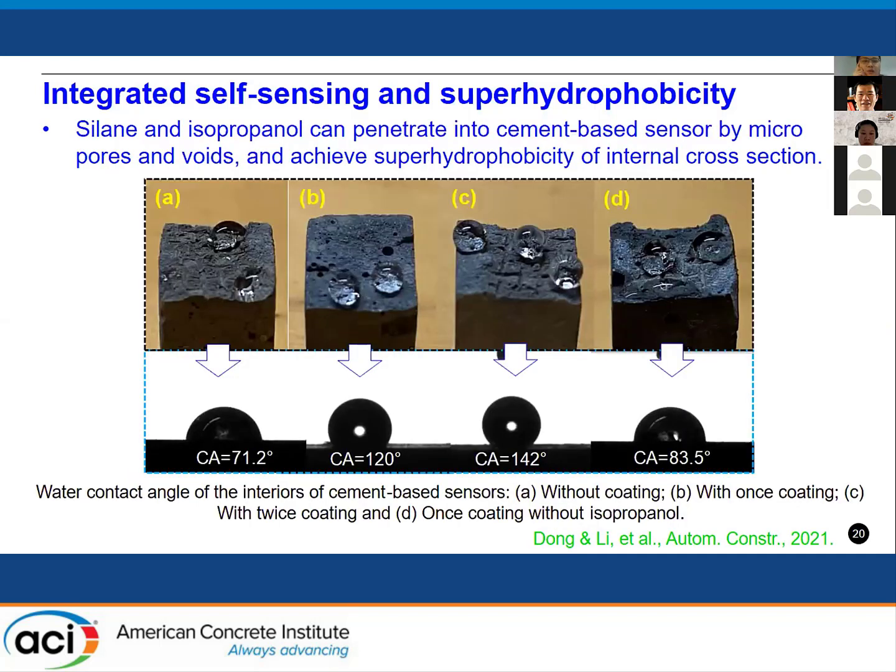So now we first look at the water contact angle of the cutting cross section area of the specimen. We can see for the sample without CNM coating treatment, the water contact angle is around 70 degrees. On the other hand, after CNM coating treatment, we found that the contact angle is up to 140 degrees.